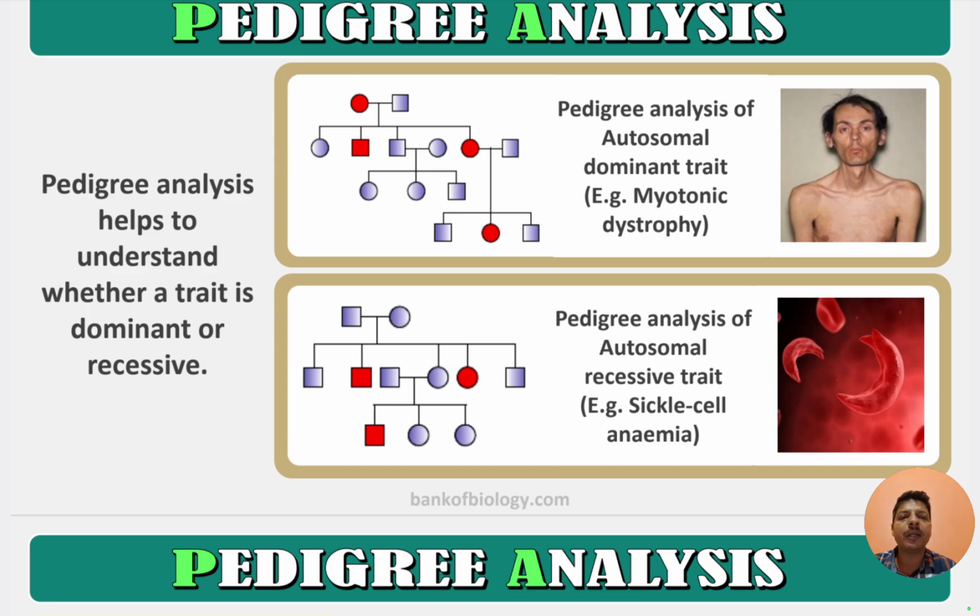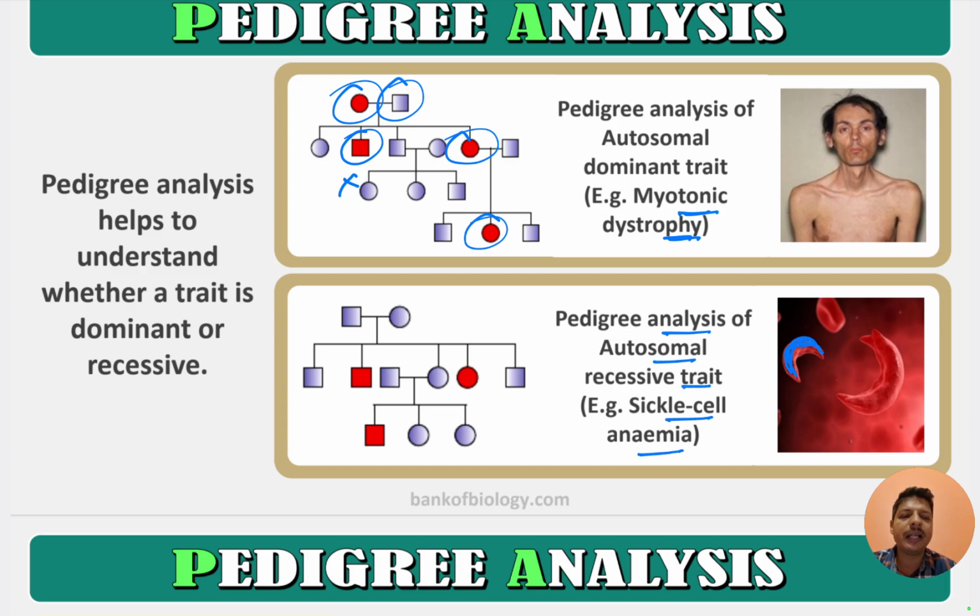Pedigree analysis of an autosomal dominant trait. Example, myotonic dystrophy. As you can see, here the mother is affected, the father unaffected, and the offspring are like this. Affected. Then this generation is not affected, this will be affected. Myotonic dystrophy.